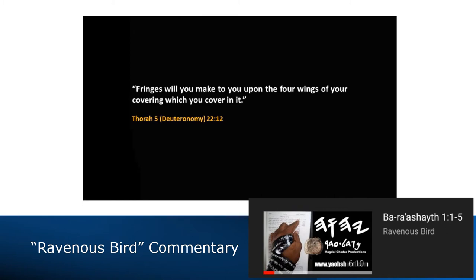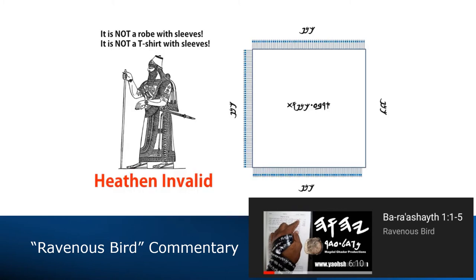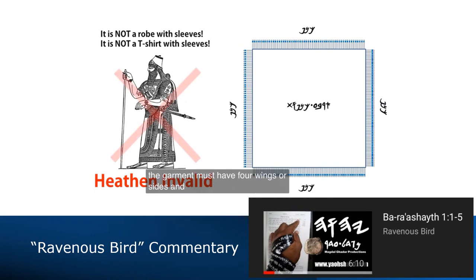The garment must have four wings or sides and only four.